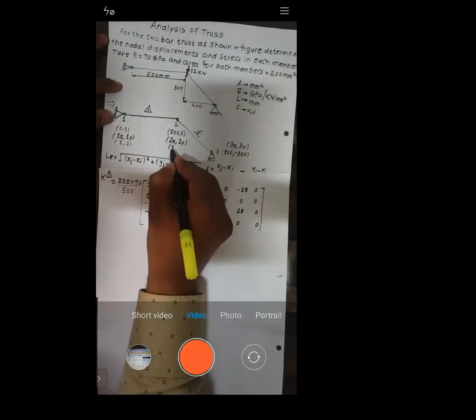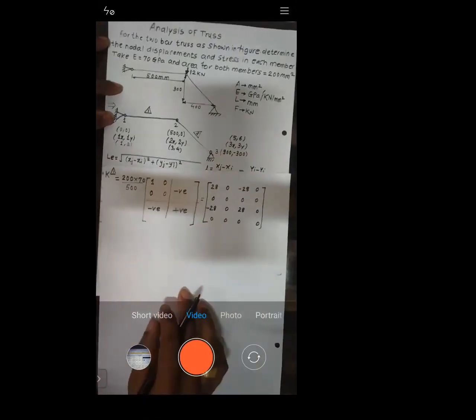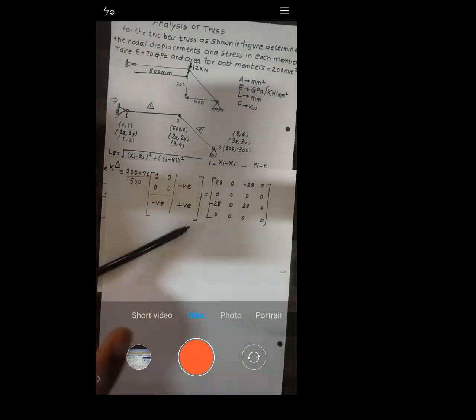Sir, the number of nodes is 3, so it should be 3 into 2, right? What you're saying is very, very correct. But that is for the entire problem. I'm talking about the element.